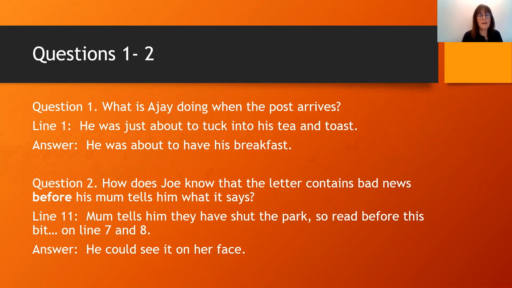How does Joe know that it contains bad news? If you look at line 7 and line 8, it says Joe knew instantly that something was wrong. Underline that. He could see it on his mum's face. So we don't copy from the text, we answer the question. So how does Joe know that the letter contains bad news before his mum tells him what it says? He could see it on her face. That's the answer.